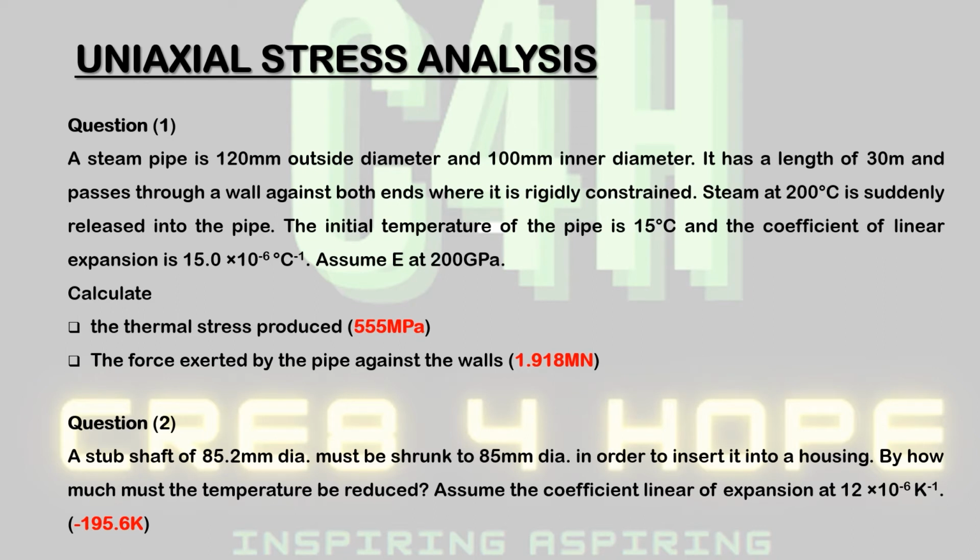Question 2. A stub shaft of 85.2 millimeters in diameter must be cooled or shrunk to a diameter of 85 millimeters in order to insert into a housing. We're being tasked to calculate by how much the temperature needs to change to cause the shaft to shrink by 0.2 millimeters in diameter. Assume the coefficient of linear expansion is 12 times 10 to the power minus 6 per Kelvin. The expected result should be minus 195.6 Kelvin.